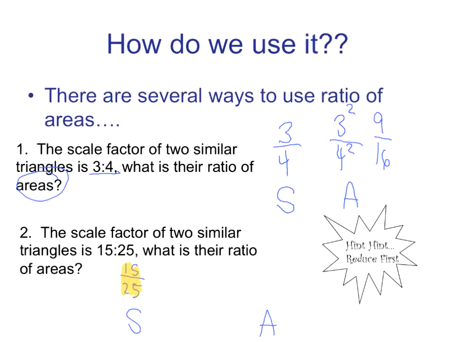Anytime we're talking about these types of problems, before we square it, before we jump to the A column, I have to simplify it. So what can 15 and 25 both divide by? 5. So 15 divided by 5 would be 3. 25 divided by 5 would be 5. So my S is really 3 over 5. Everybody okay? Just reducing a fraction? So now if I want my area ratio, I take my simplified version and I square it. So my area ratio would be 9 over 25.